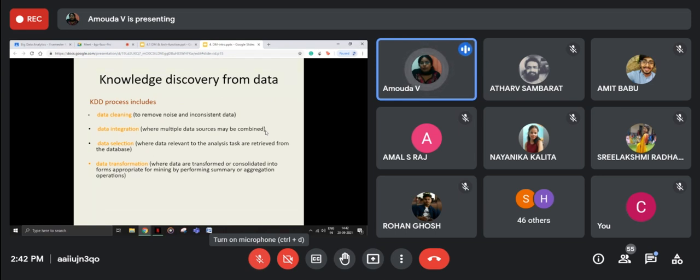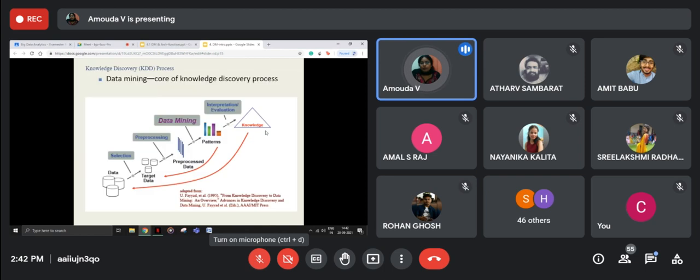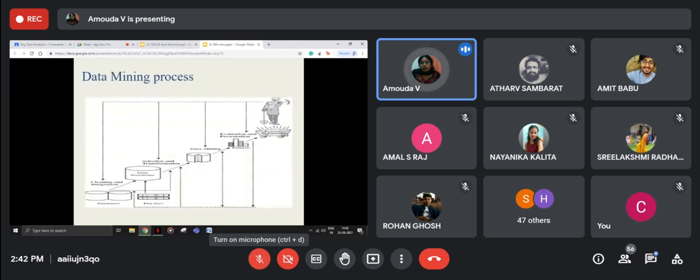Knowledge discovery from data. I didn't give data mining, even though it's data mining. Knowledge discovery from data. You see this picture, what is given? Data mining process. And you see the next picture. Data mining, core of knowledge discovery process. Same thing, different picture. See here, we start from data cleaning and integration.